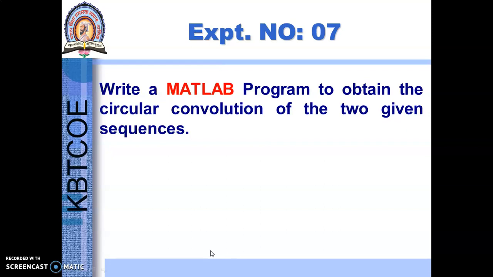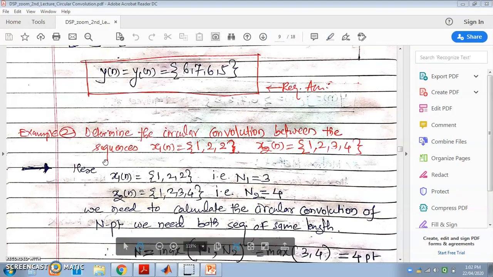Okay, welcome. Here I am going to discuss experiment number 7 in digital signal processing. That is, we have to write the MATLAB program to obtain the circular convolution of the two given sequences. Before going to the actual program, let us have some example. Determine the circular convolution between the two given sequences.